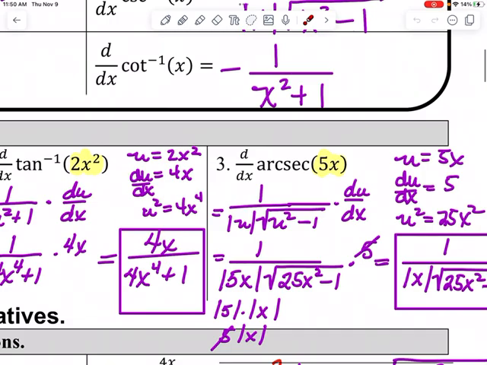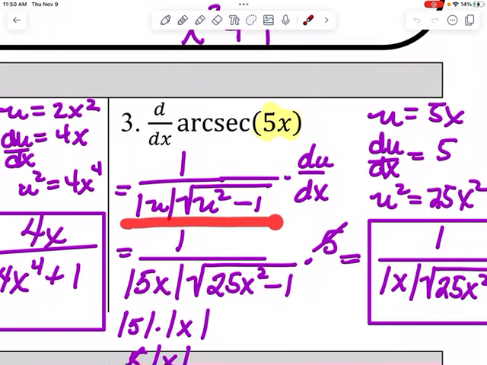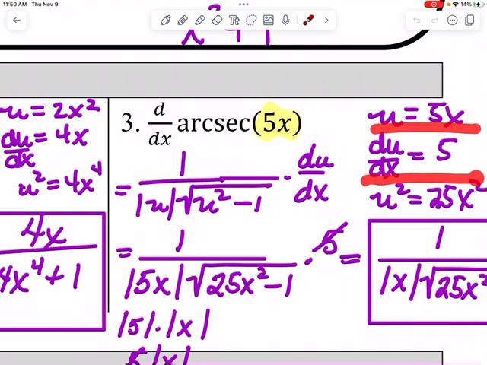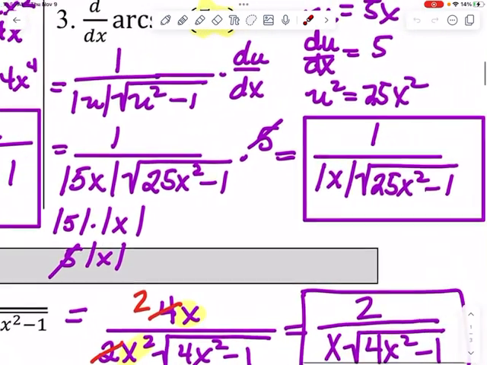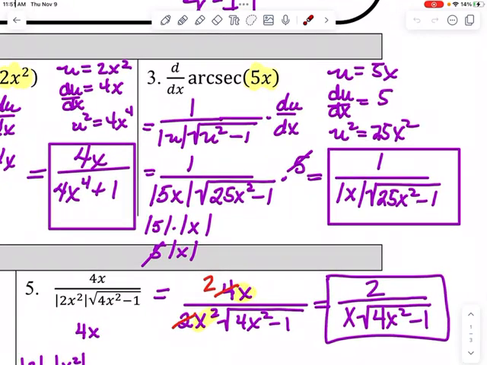Plugging things in, I get 4x over 4x to the fourth plus 1 as the derivative of tan inverse of 2x squared. Arc secant, you see the form right here of the derivative of arc secant, but we use a u instead of x. Then we have 1 over the absolute value of u times the square root of u squared minus 1 times du dx. We said our u is 5x, du dx is 5, and u squared is 25x squared, and we just plug everything in. You can see you have your answer here, but since my du dx was 5, I was able to take this absolute value of 5x and split it up using the absolute value rules. 5 is always positive, and the rule says the absolute value of a product is equal to the product of the absolute values. You see that we have a 5 and a 5 here that can be canceled, and so we get our final answer here.